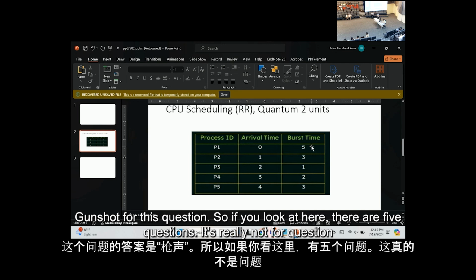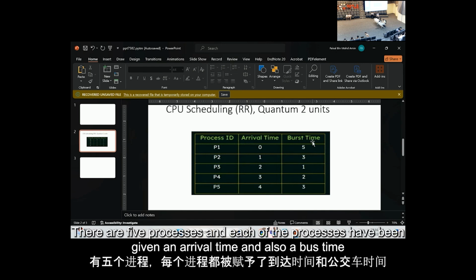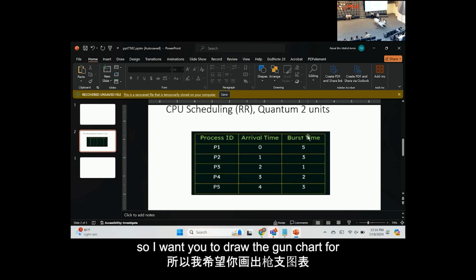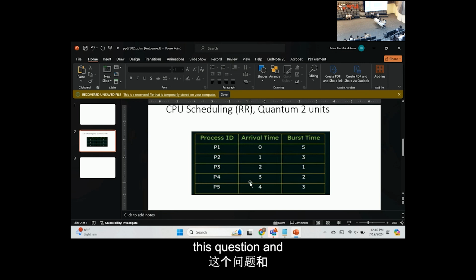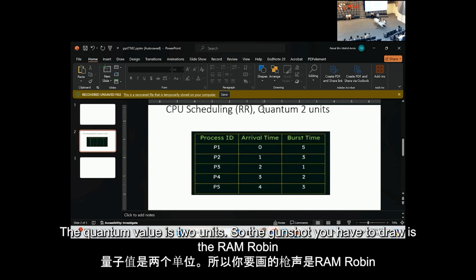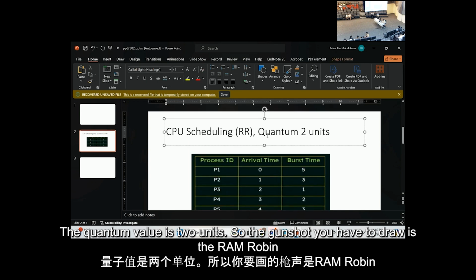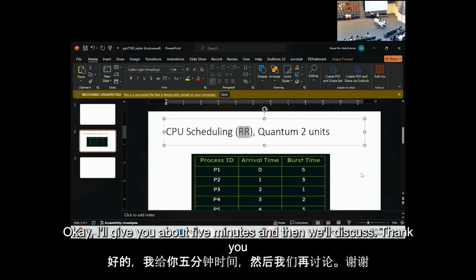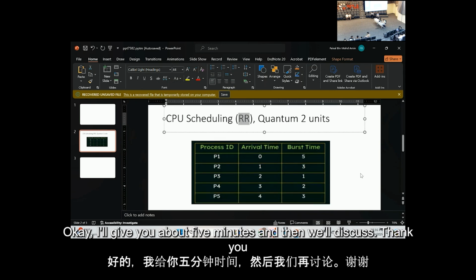If you look here, there are 5 processes, and each of the processes has been given an arrival time and a burst time. I want you to draw the Gantt chart for this question, and the quantum value is 2 units. So the Gantt chart that you have to draw is the round robin. I'll give you about 5 minutes, and then we'll discuss.